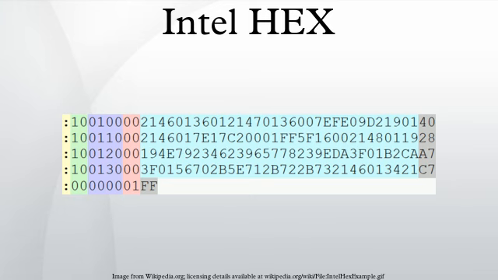Record structure: a record consists of 6 fields that appear in order from left to right. Start code, 1 character, an ASCII colon. Byte count, 2 hex digits, indicating the number of bytes in the data field. The maximum byte count is 255. 16 and 32 are commonly used byte counts.